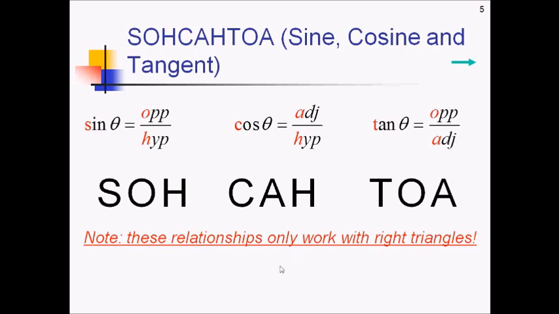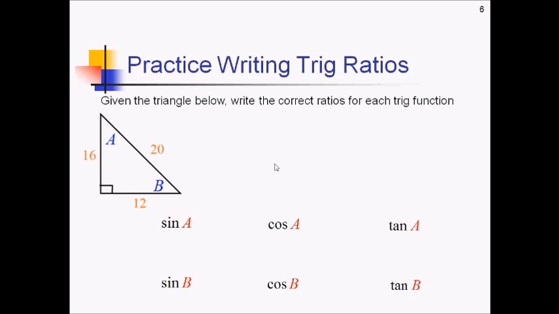So for this problem, given the triangle below, we want to write the correct ratios for each of these trig functions using our SOHCAHTOA definitions that we just talked about. We'll do the first one together, and then I'll let you try the other ones. So let's say we're trying to find sine of A.